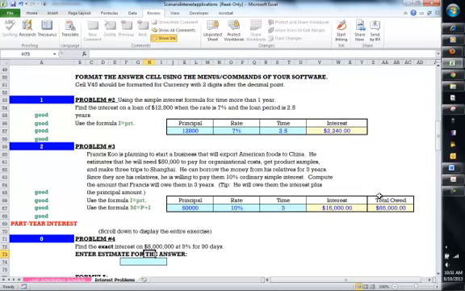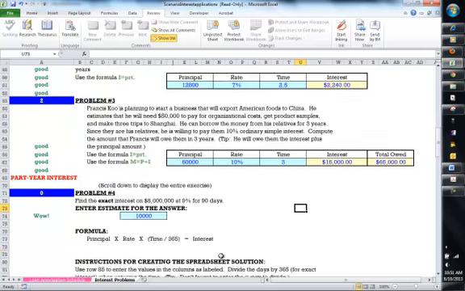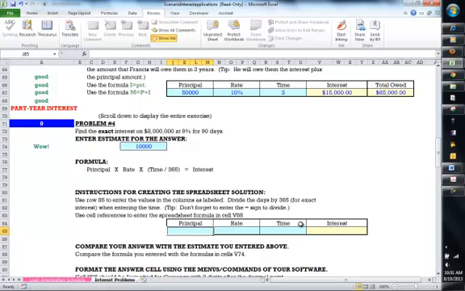$8 million at 9% for 90 days. Let's say $100,000. I don't know if that's right or not. That's probably a little bit much. $10,000. How does that sound? Well, we'd take $8 million times 0.09.